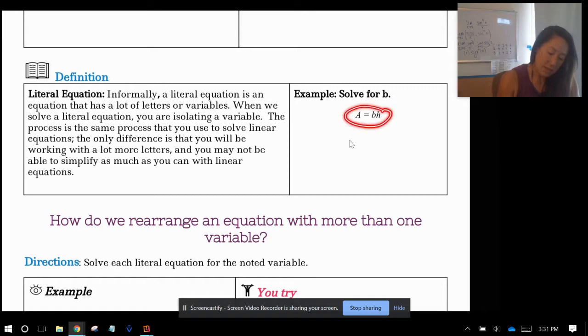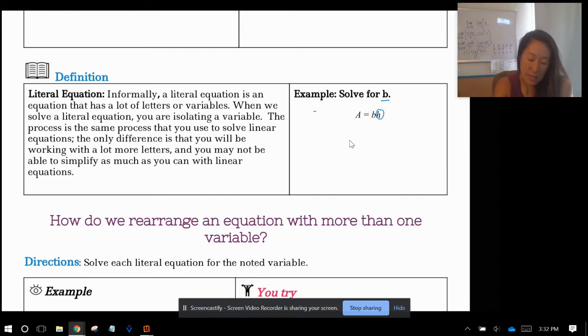So I have A is equal to B times H, and right now A is isolated, but I want to isolate the B variable. So I have to look at... Okay, struggling here. All right, so we want to isolate B.